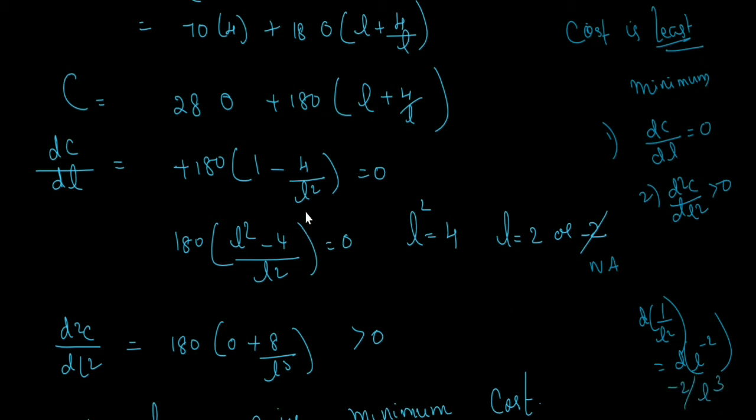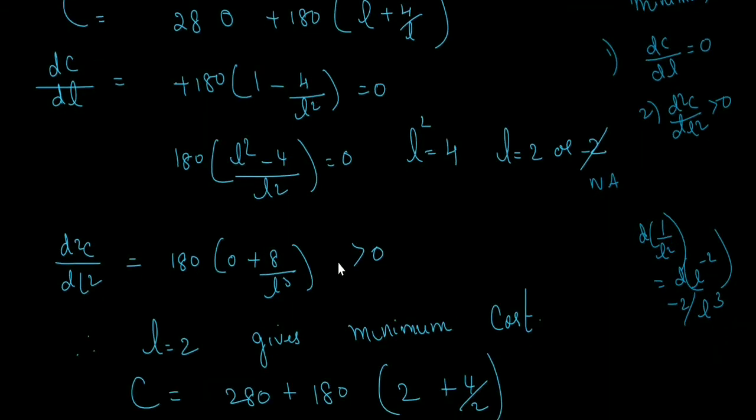Minus 2 by L cube. So already, one minus 4 is 1 by L square; minus 2 by L cube into minus 4 will give you 8 by L cube. So that is greater than 0. So L is equal to 2 gives the minimum cost, because the second derivative is greater than 0.